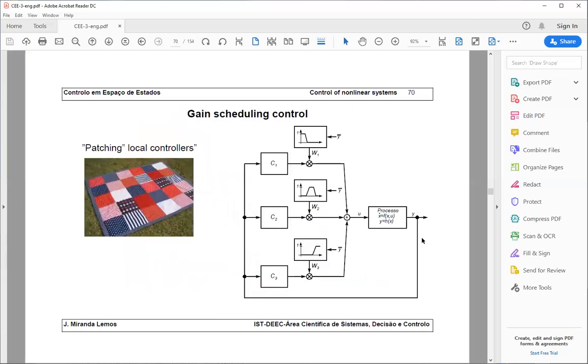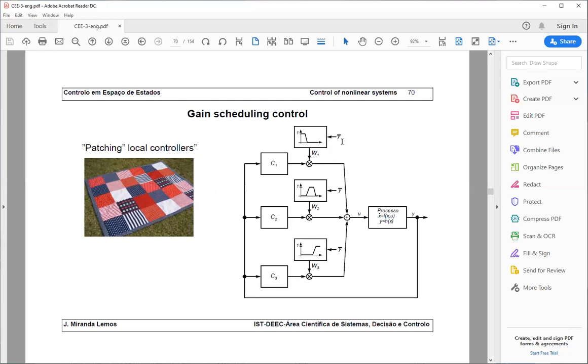Now, in the previous example, we were just keeping a variable close to some value. That's the so-called regulation problem. But in some cases, you want to change the set point. In this case, you can have different controllers that match different equilibrium points defined by these different levels of the output. For controller C1, you multiply it by a weight which is close to 1 for small values of the output variable, and 0 for high values of the output variable y.